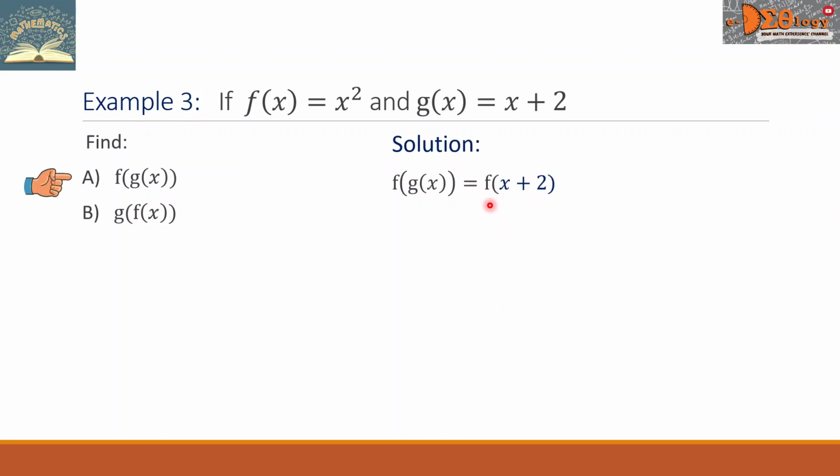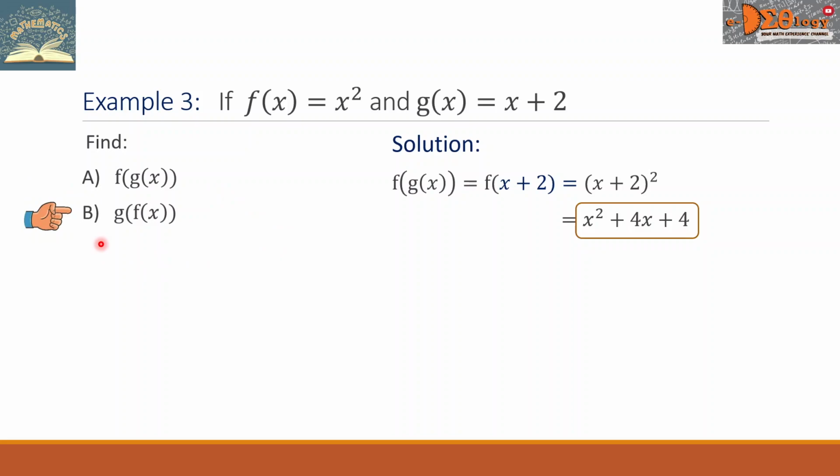Then we evaluate the function f. Our f of x equals x squared. So we change the x by x plus 2. So we have the square of x plus 2. Then we expand. So finally we have the answer, x squared plus 4x plus 4. This is the answer for problem A.